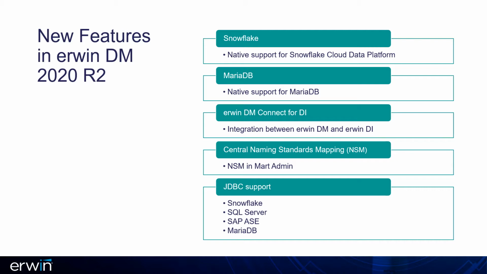NSM files can also be integrated into your models within the Workgroup repository, eliminating the need to use active model templates. Naming standards mapping are used to provide translation from standard terms on your logical models into their relevant abbreviated names in your physical models. And finally, we now have JDBC support for Snowflake, MS SQL, SAP ASE, and MariaDB.